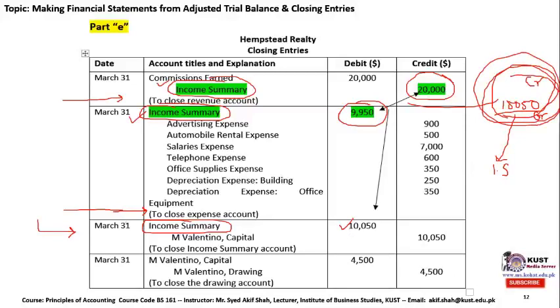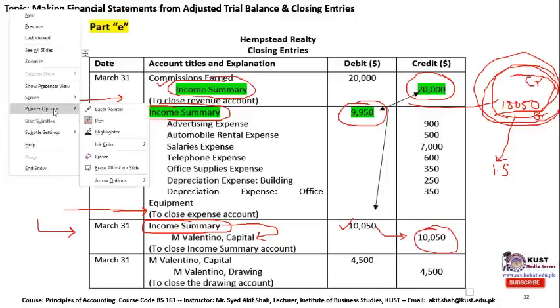So in the third step, we are going to transfer this income into the company's owner equity section named M. Valentino Capital. So this income is basically transferred into the capital of the company with the title of M. Valentino Capital, and our owner's equity will get a credit with the amount of $10,050.